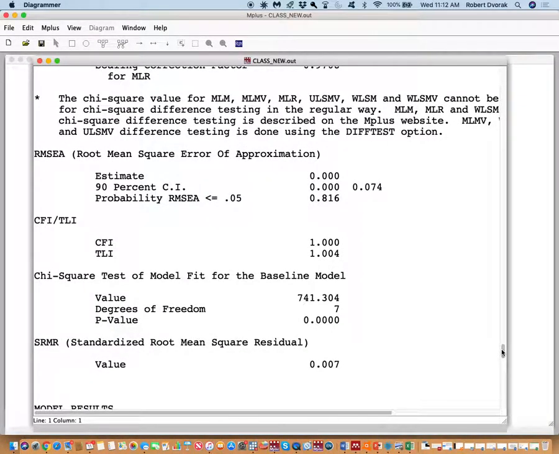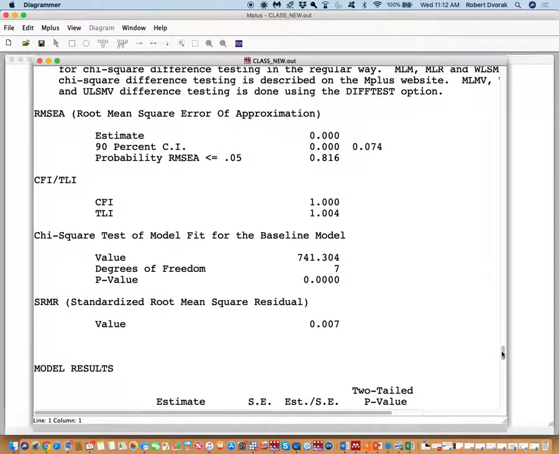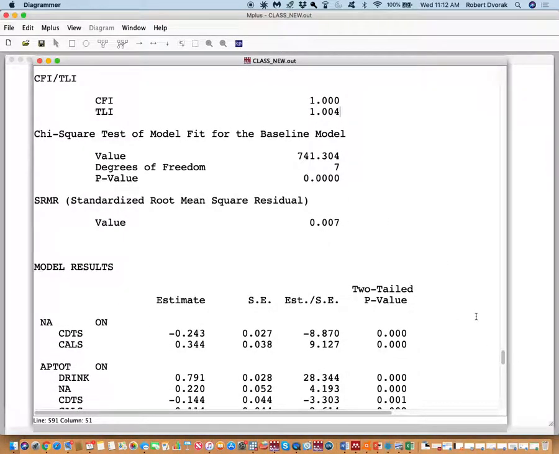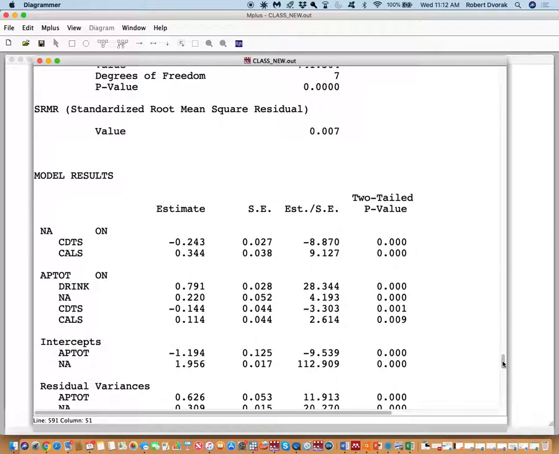RMSEA is very, very low. CFI is very low. TLI, of course, you can have a TLI that goes above 1, and that's because it is penalizing you for the number of parameters, or trying to at least. SRMR looks fantastic. All of this stuff looks really, really good. And we can see that all of the things are statistically significant. Is this what everybody else has so far? Yeah.